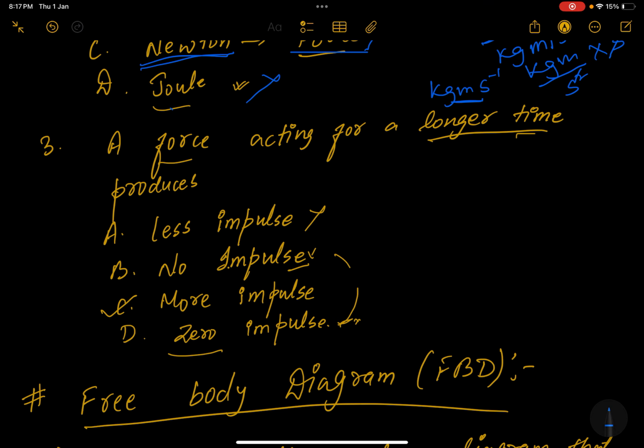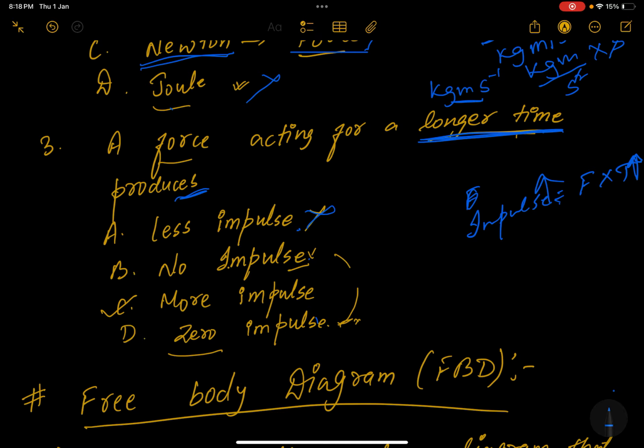Okay, now our next question is, a force acting for a longer time produces what? They are talking about impulse. So we will write the formula of impulse. Impulse equals force into time, and the force is acting for a longer time, that is, it is increasing time. If we increase time, what will happen? Impulse will increase. So we will select that option.